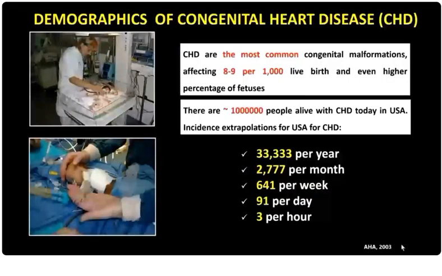As you all know, regarding the demographics of congenital heart disease, it's the most common congenital malformation, affecting about 8 to 9 per 1,000 live births, and that percentage is even higher when we evaluate fetuses. On average, if we do some approximation, about 1 million people currently alive in the United States are affected by congenital heart anomalies. Just imagine that about 3 patients with congenital heart anomalies are born per hour. So every 15, 20 minutes, we have a new baby affected by heart disease.